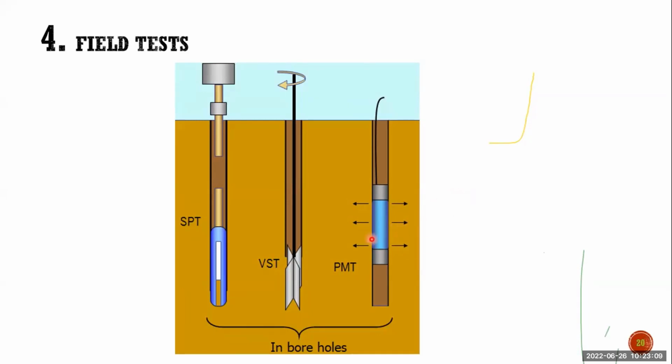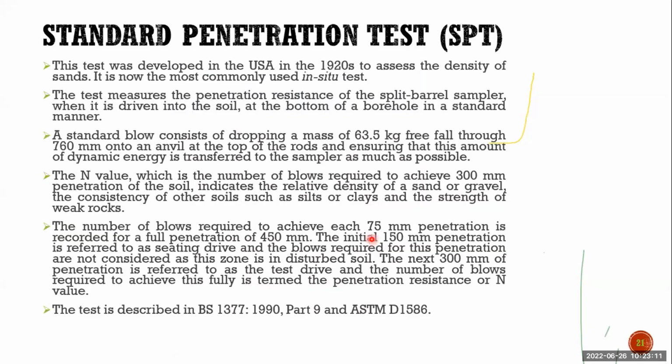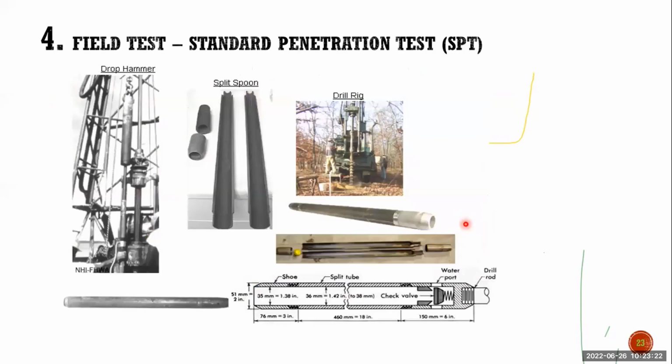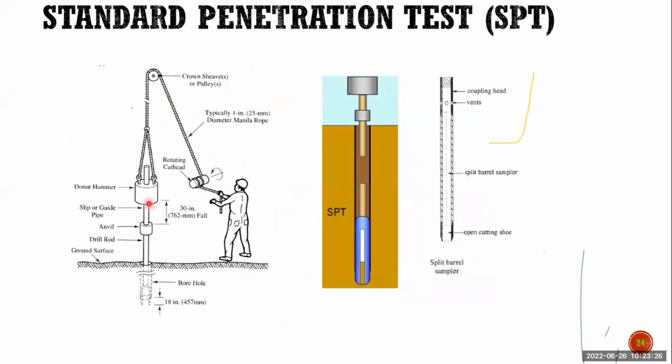Okay, so these are the tests we will perform in the boreholes, and SPT I have already explained. You can see the SPT hammer drop, and every 1.5 millimeter they will take the reading. SPT split spoon. Previously, a human was lifting and dropping. Nowadays, we are getting automatic ones.